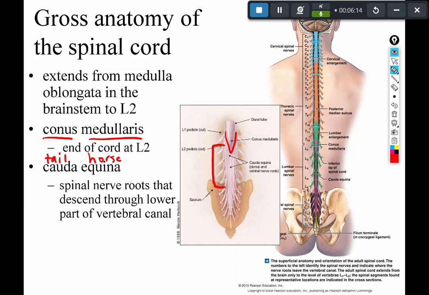So these are the spinal nerve roots that basically descend through the lower portion of the vertebral canal, which is the tube formed by the vertebrae stacking on top of each other. So between L3 and L5, so the remaining few lumbar vertebrae, and then continue on down into the sacral spine.